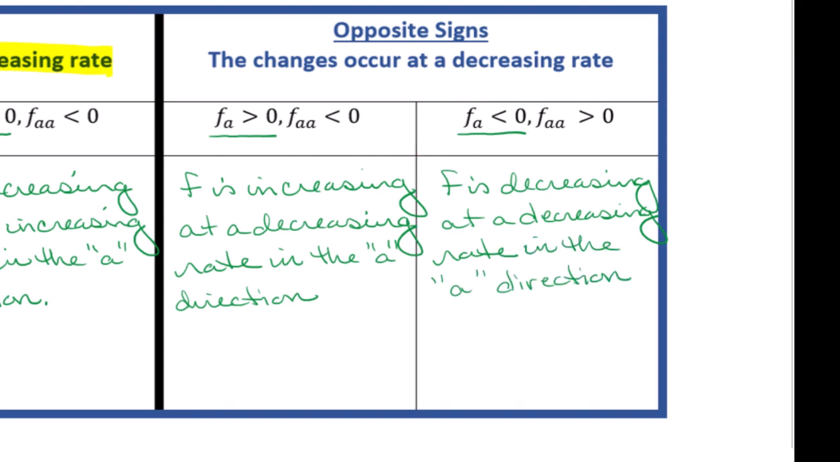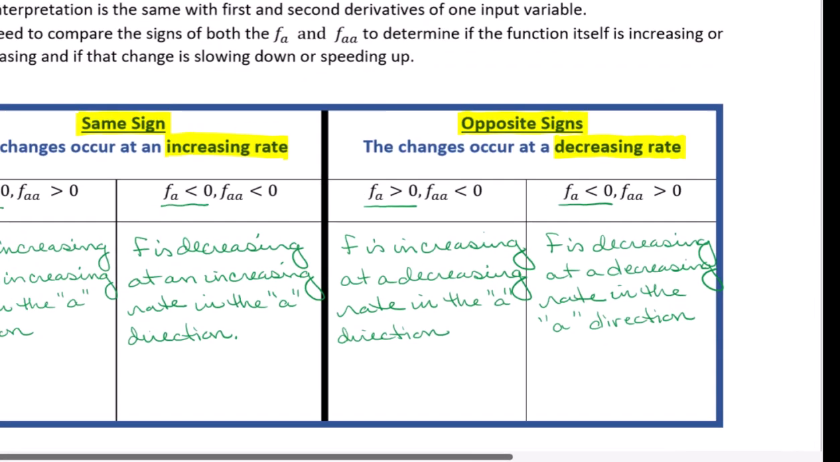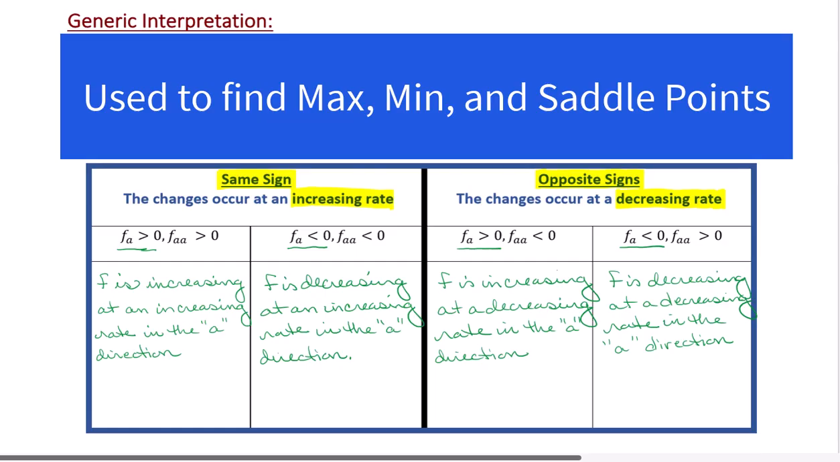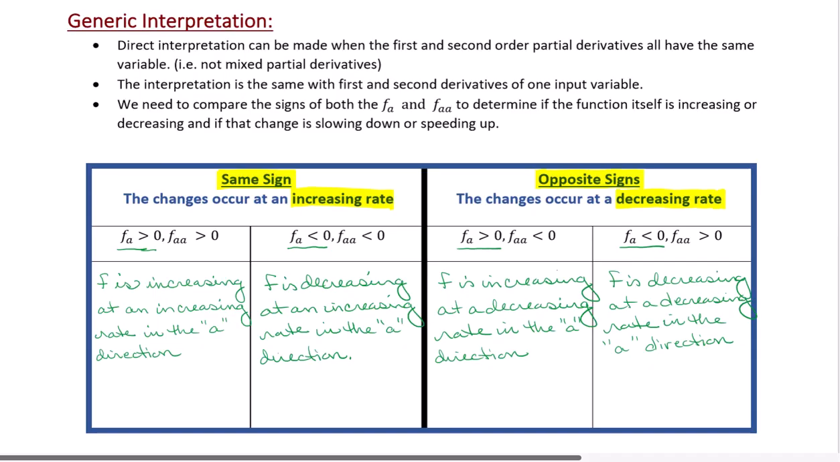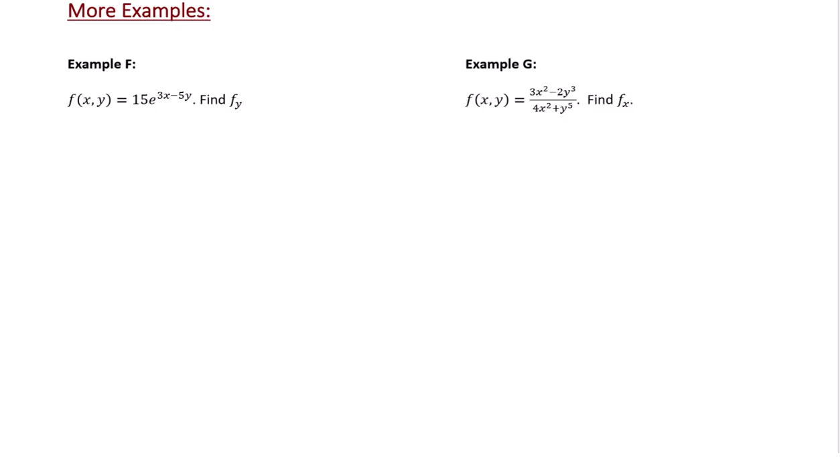Again, first derivative is positive, we're increasing. First derivative is negative, we're decreasing. But if the second order partial derivative has an opposite sign, then those changes are occurring at a decreasing rate. Just so you know, these will help us find maximums, minimums, and saddle points later on. So let's just do some more examples.